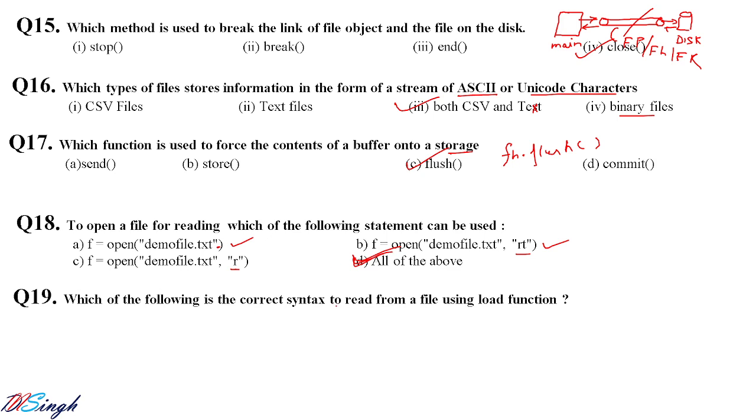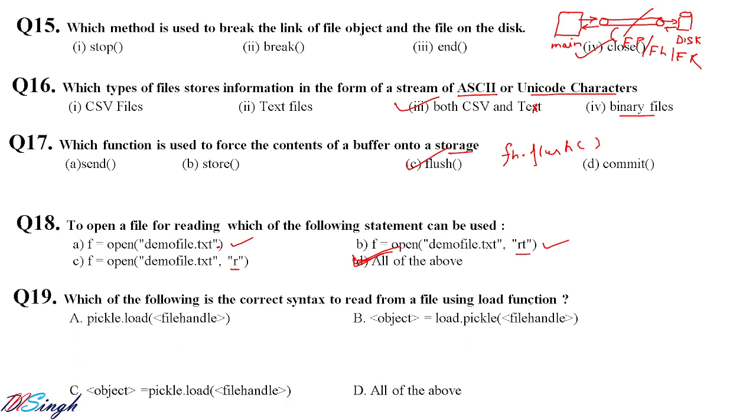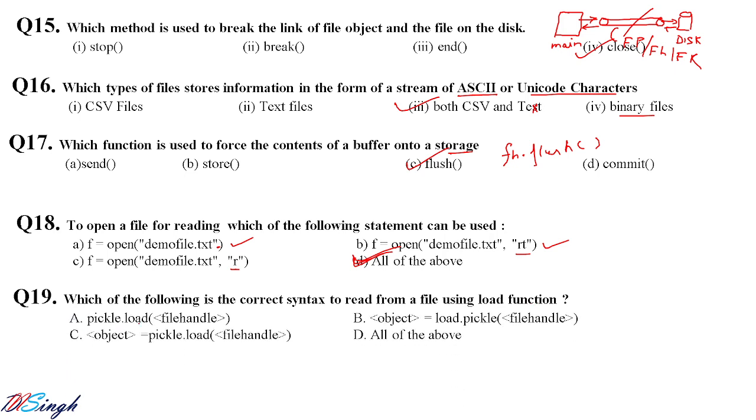Which of the following is the correct syntax to read from file using a load function? Let us see the options. Pickle.load, file handle, that is also fine, but for the object, one more syntax is given: object equal to load dot pickle. No, pickle is a module and load is a function. So pickle dot load will be the correct one. So B cannot be the answer. Then all of the above cannot be the answer. There you can go for C.